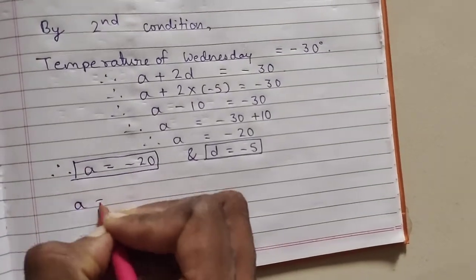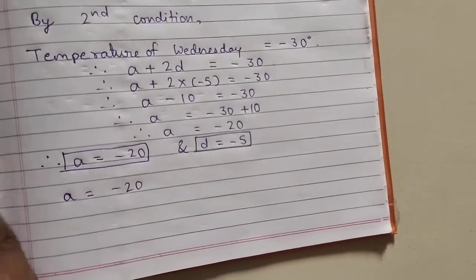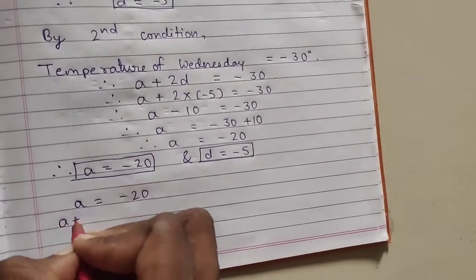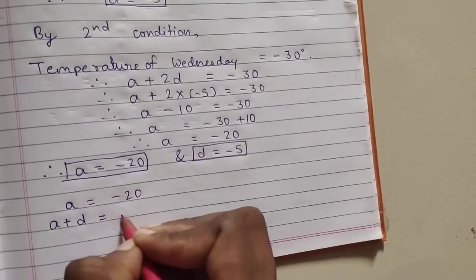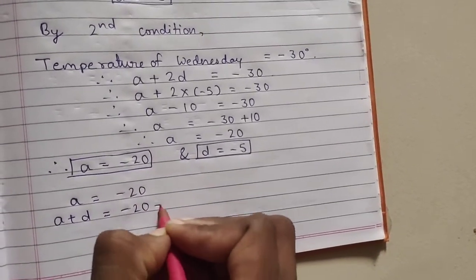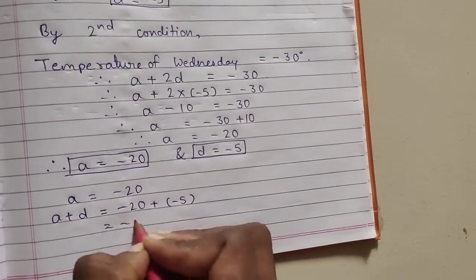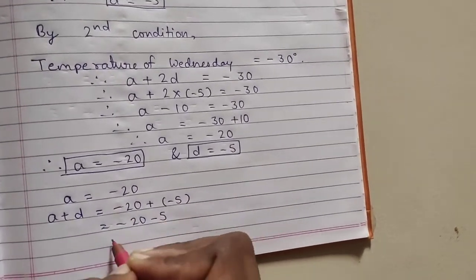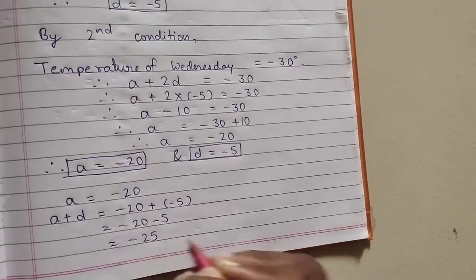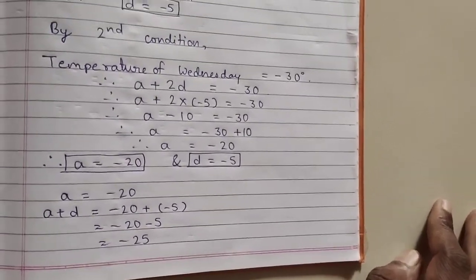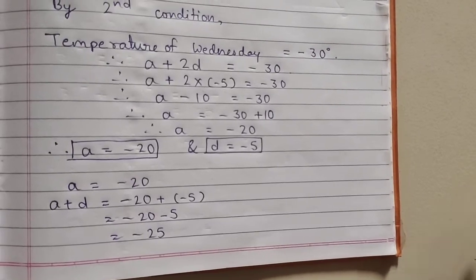First is A, which is minus 20. Then next is A plus D. So A plus D means minus 20 plus D, and D is minus 5. So this becomes minus 20 minus 5, which is nothing but minus 25. Okay. So that was your A plus D.